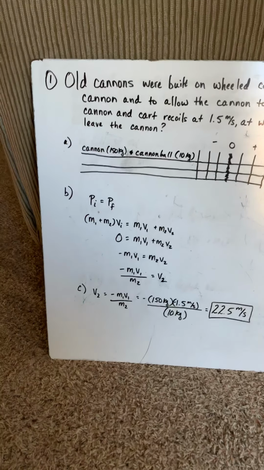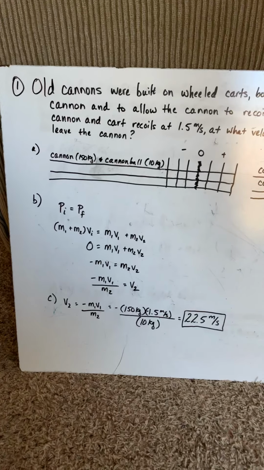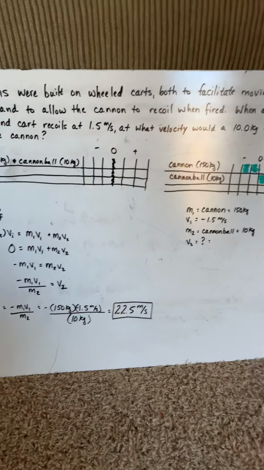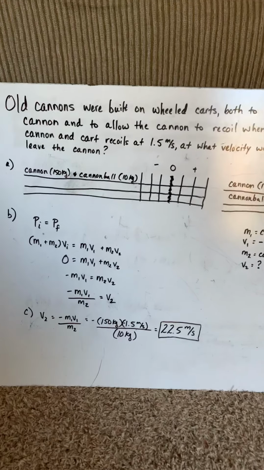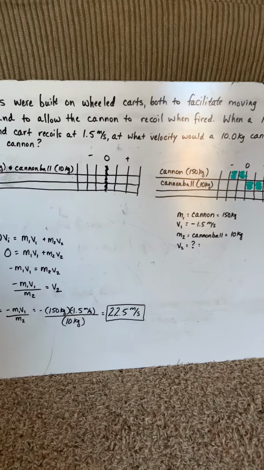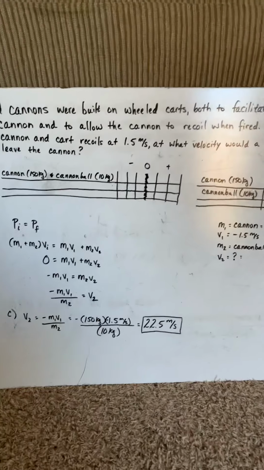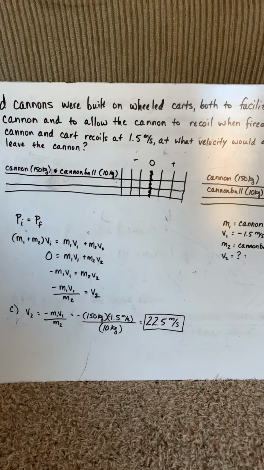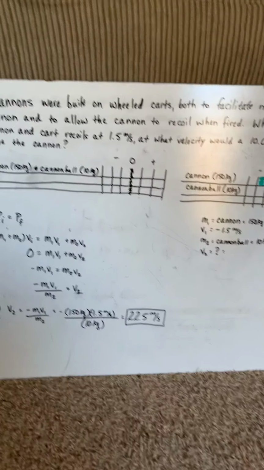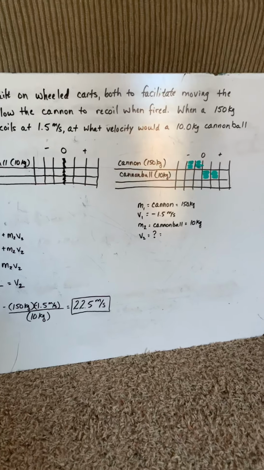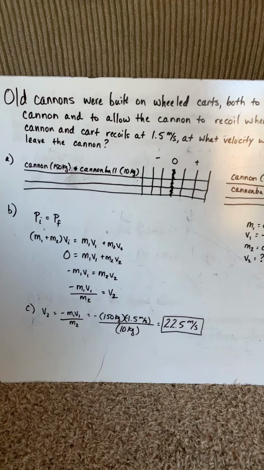So this is the first problem from worksheet 4. It says, old cannons were built on wheeled carts, both to facilitate moving the cannon and to allow the cannon to recoil when fired. When a 150 kilogram cannon and cart recoils at 1.5 meters per second, at what velocity would a 10 kilogram cannonball leave the cannon?